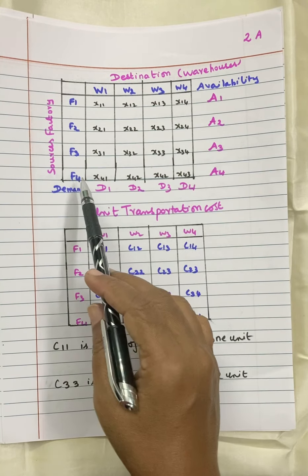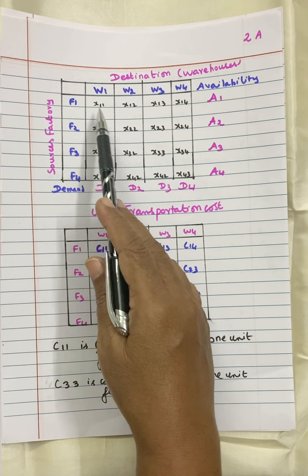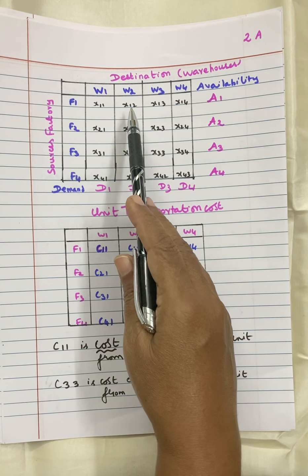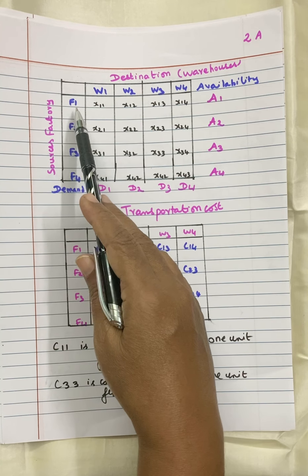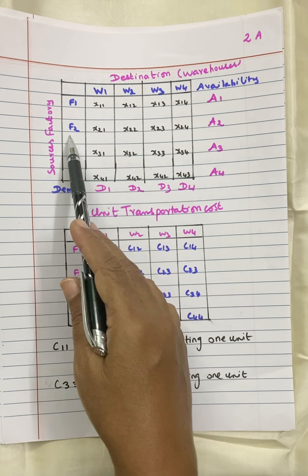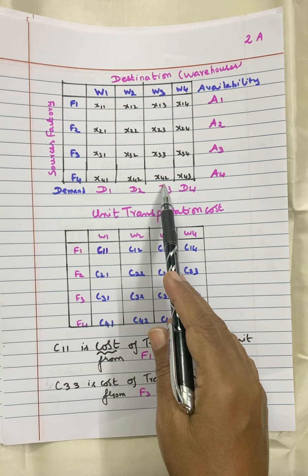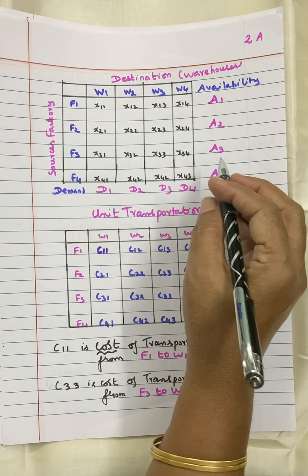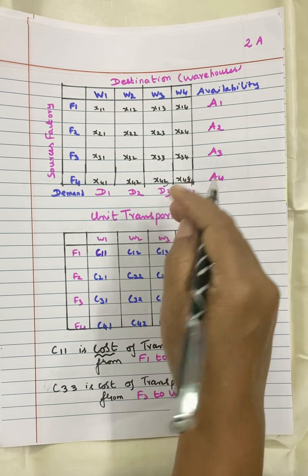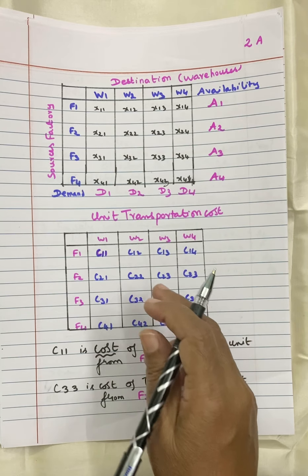I have prepared a table. So X11 goods are transferred from here to here. X12 means X12 products are transferred from F1 to W2. What does X23 mean? From the second factory to the third warehouse. And this is X43. X43 means from F4 to W3.